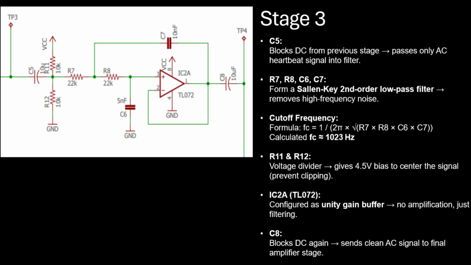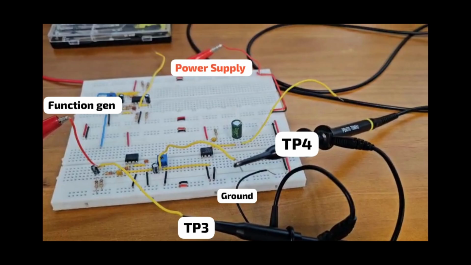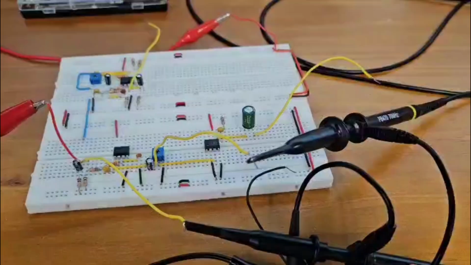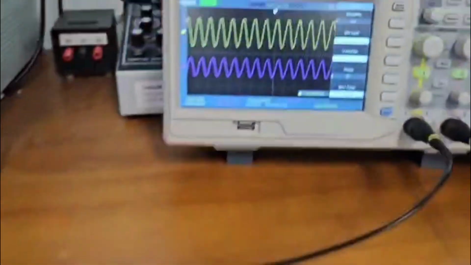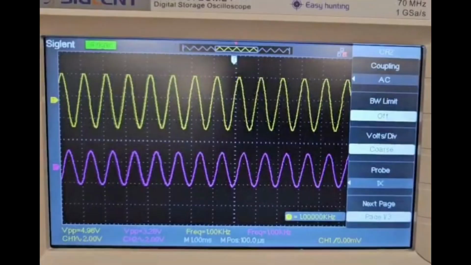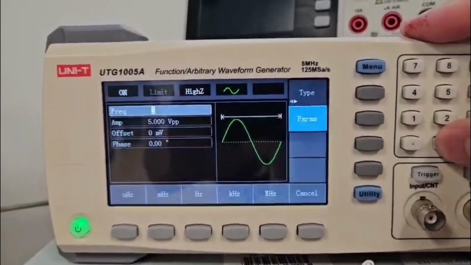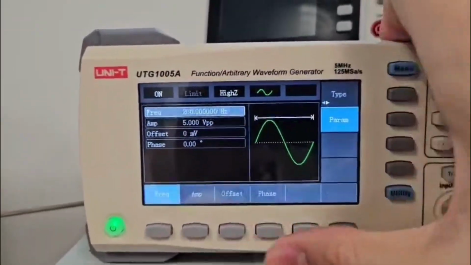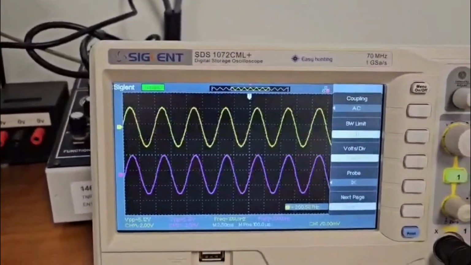stage 4. For stage 3, this time the function generator is placed right before TP3, and channel 1 is placed at TP3, and channel 2 is placed at TP4. So here it shows that it's at 1k Hz frequency and the voltage is 3.28 volts. And I'll be changing it to 200 Hz. Now we see that the voltage has changed to 5 volts.